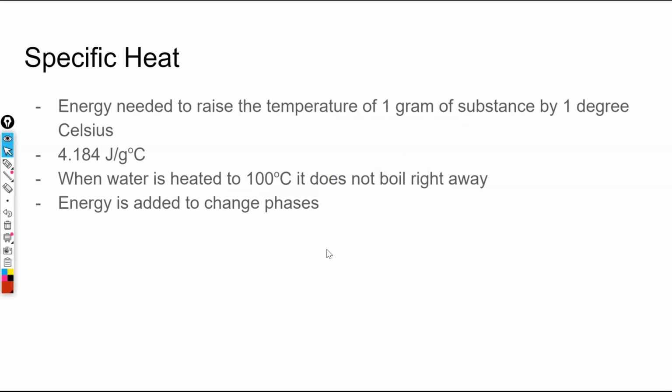If you remember, when we talk about specific heat, it was the energy needed to raise the temperature of 1 gram of substance by 1 degree Celsius. And we looked at the specific heat of water, which was 4.184 joules per gram degree Celsius. Also, some other ones that wouldn't hurt to know: there's also the specific heat for water vapor, which is 2.02 joules per gram degree Celsius, and the specific heat of ice, which is 2.06 joules per gram degree Celsius. So it wouldn't hurt to remember all three of these numbers.